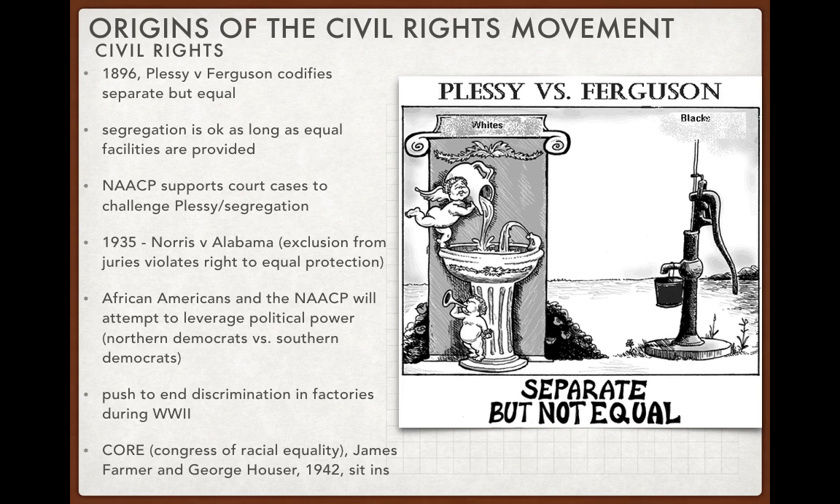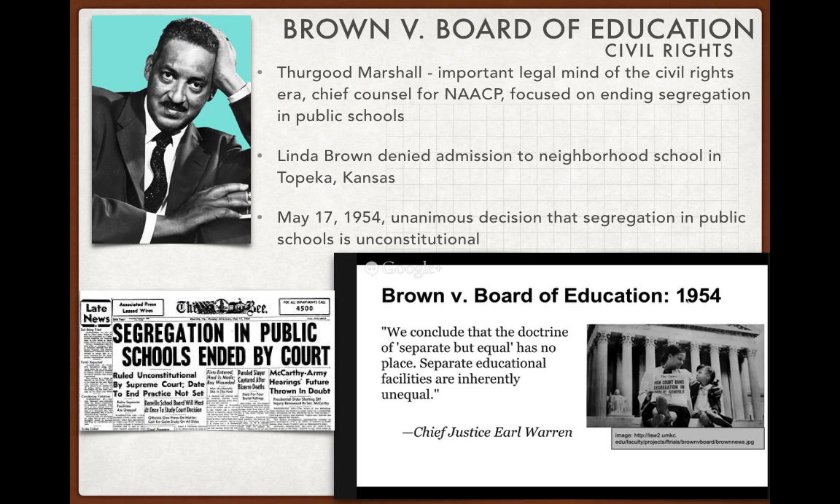They will push to end discrimination in factories during World War II, and they will establish something called CORE, the Congress of Racial Equality, led by James Farmer and George Houser in 1942. And as early as the mid-40s, that group is going to be staging sit-ins as a form of protest.